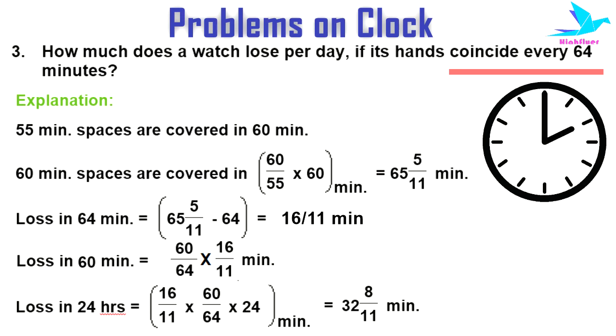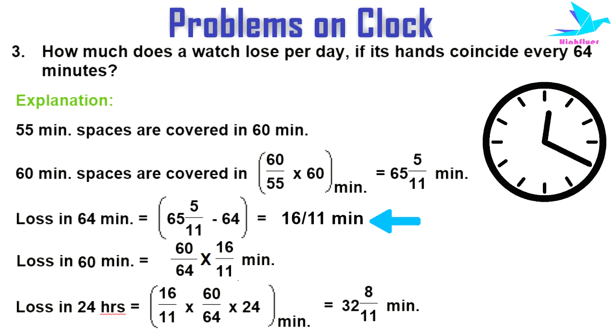But in the question it is given that they meet every 64 minutes. So loss in 64 minutes equals 65 5/11 minus 64. That is equal to 16/11 minutes. To understand in simpler words, in a normal clock, after every 65 5/11 minutes, both the hour hand and minute hand meet. But in this clock, after every 64 minutes, they are meeting. So the loss in time is 16/11 minutes here.